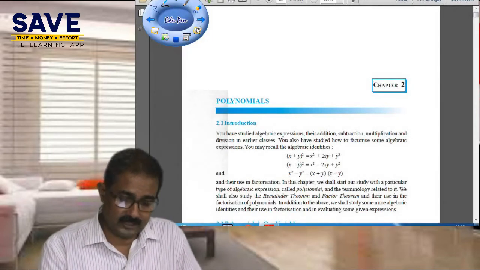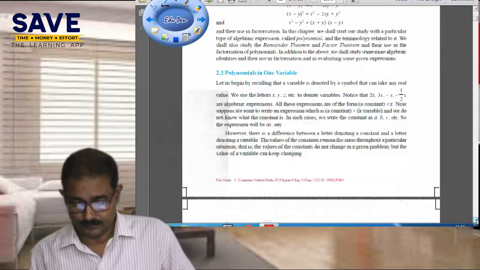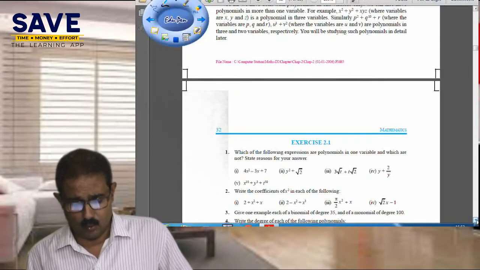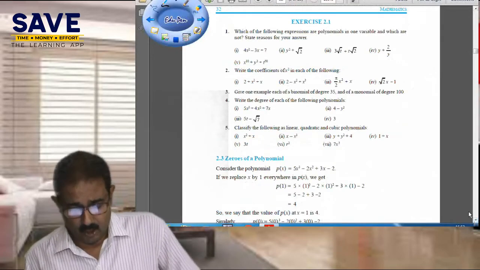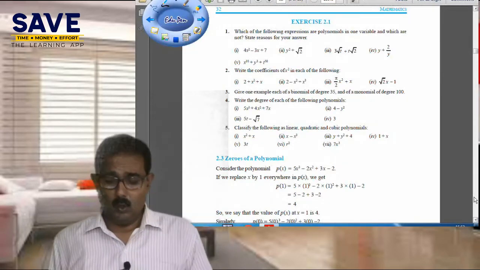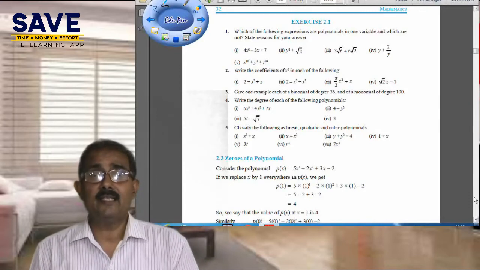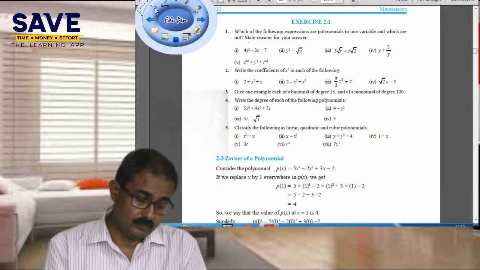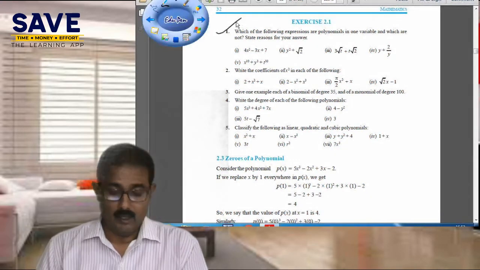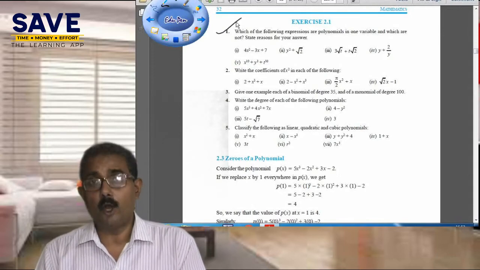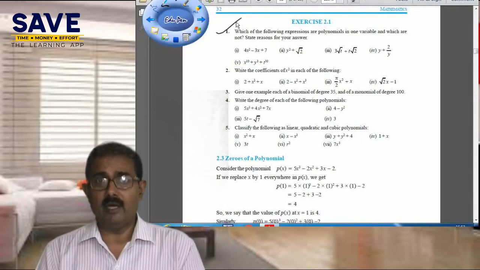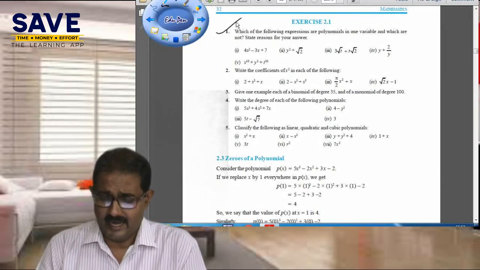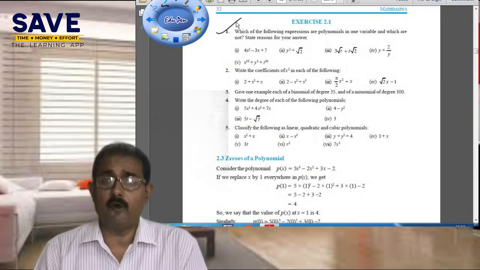We'll start with your first exercise. Open your book. The first exercise is very simple. You can do it very easily, you can do it orally also. Exercise 2.1 of your NCERT book. Question number 1. Which of the following expressions are polynomials in one variable? One variable means it has only one variable, either x or y or z or a or whatever it is, and which are not. Give reasons for your answer.